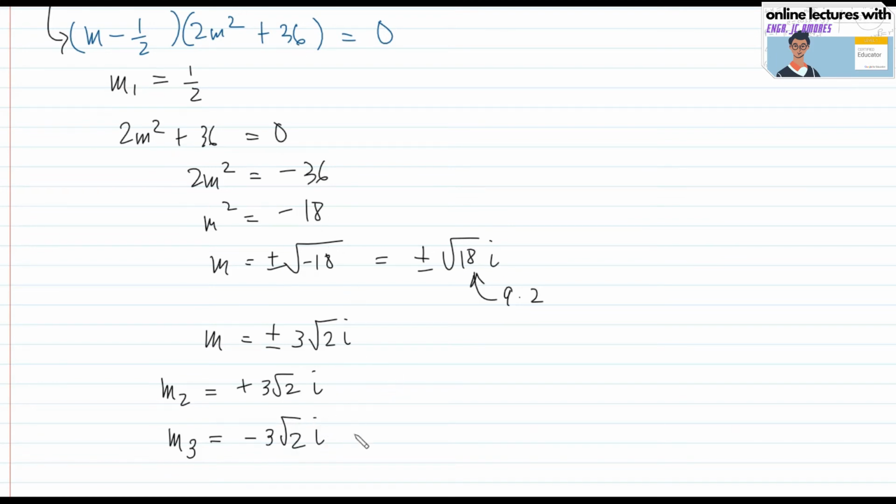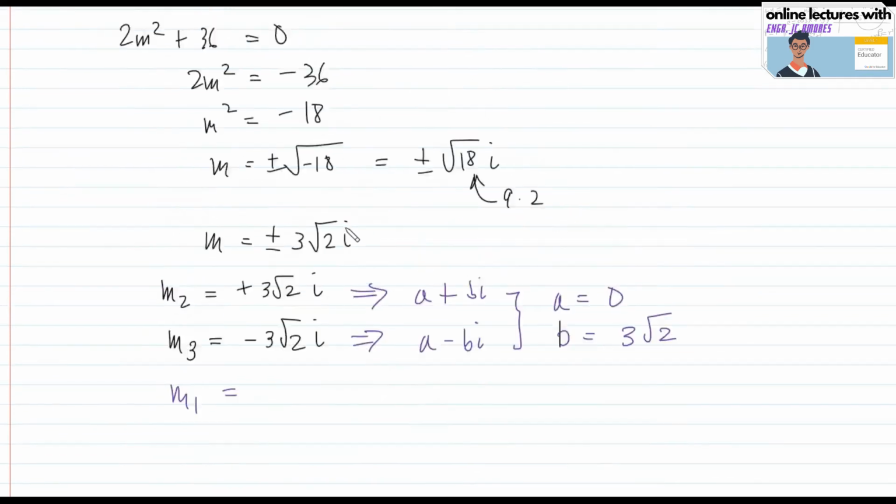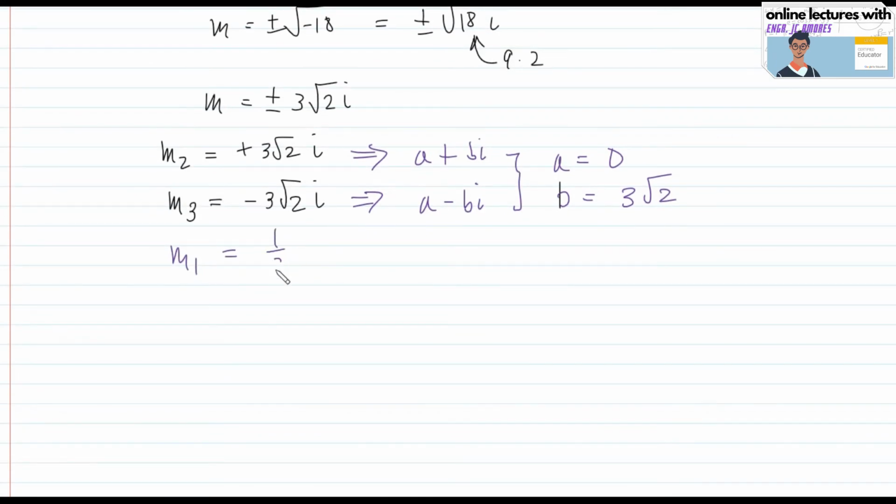Now, for this m sub 2 and m sub 3, following the pattern of a plus bi, in this case a minus bi, our a is equal to 0, and b is equal to 3 square root of 2. Okay, so those are our a and b. So again, m sub 1 is equal to 1 half. Okay, so if I will now write the solution, first let's write the solution for the distinct root.